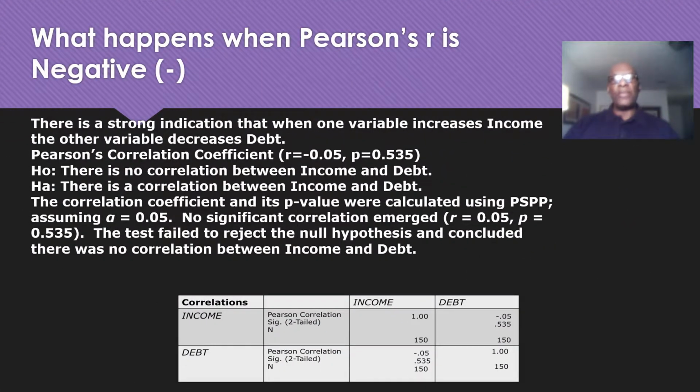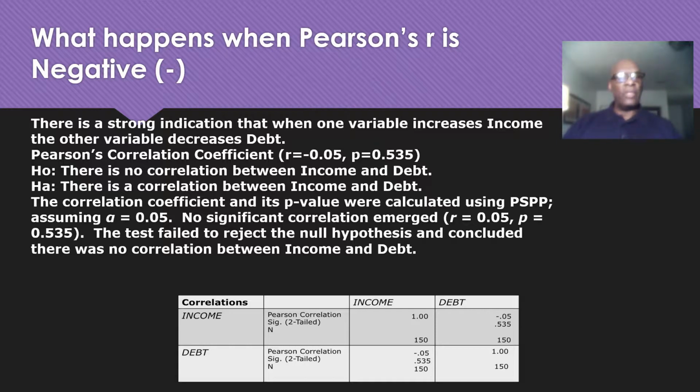What happens when Pearson's R is negative? There is a strong indication that when one variable increases in income, the other variable decreases in debt. Pearson's correlation coefficient in this case is minus 0.05 and the p-value equals 0.535.